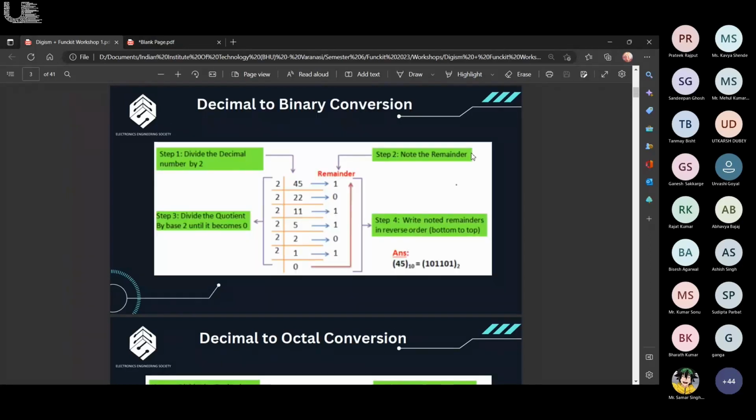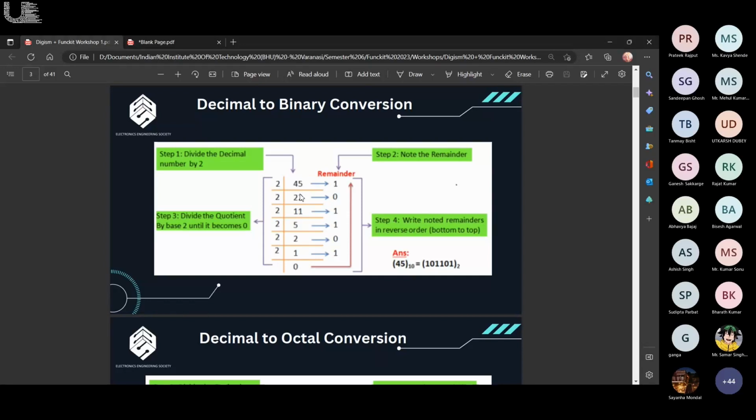And to convert any decimal number into any of the other number systems, maybe hexadecimal or binary, we just divide that number by the base of the required number system. The base is basically the number of digits in that number system. For example, in binary it is 2.